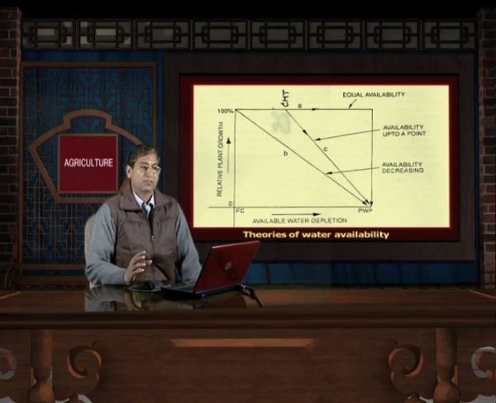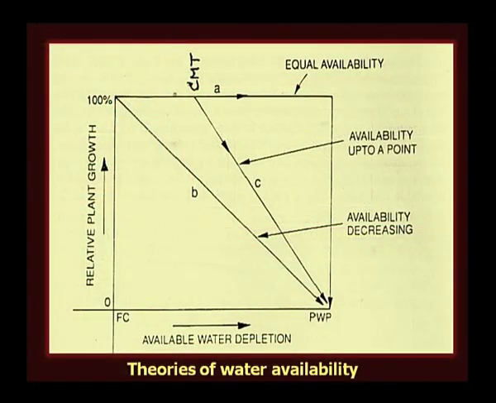In this, all three approaches have been shown. The A approach is that of critical moisture tension. Up to critical moisture tension, availability of water to the plants is sufficient, but at critical moisture tension and later on, the availability of water to the plant decreases constantly. All these three approaches have been described by this diagram.